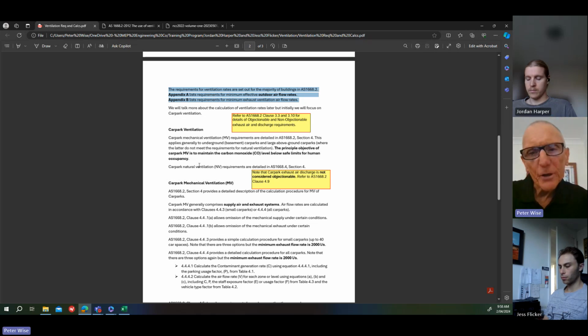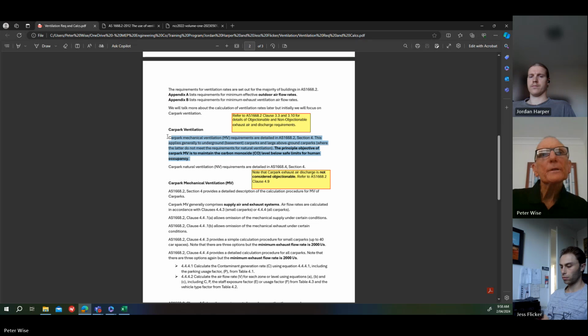So this is a huge topic, and I'm just going to sort of scratch the surface a bit today, and as we go on, we'll talk about it more and more. Car park ventilation, mechanical ventilation requirements are detailed in AS 1668, Part 2, Section 4. This applies generally to underground basement car parks and large above-ground car parks where the latter, the above-ground car parks, don't meet the requirements for natural ventilation. I'm not going to talk about natural ventilation of car parks at the moment because that's another topic again.